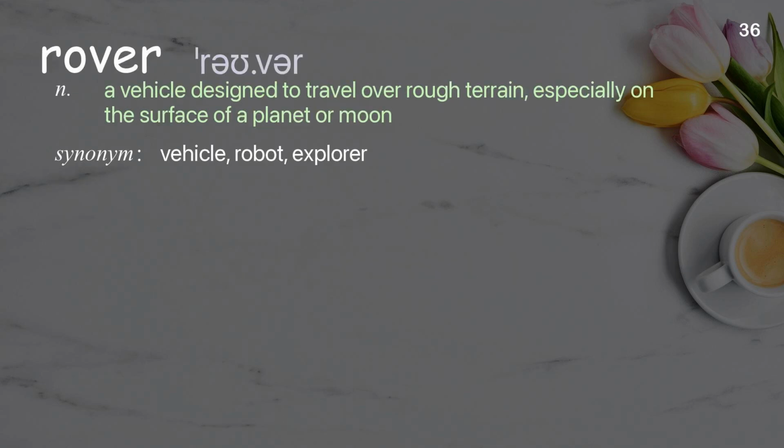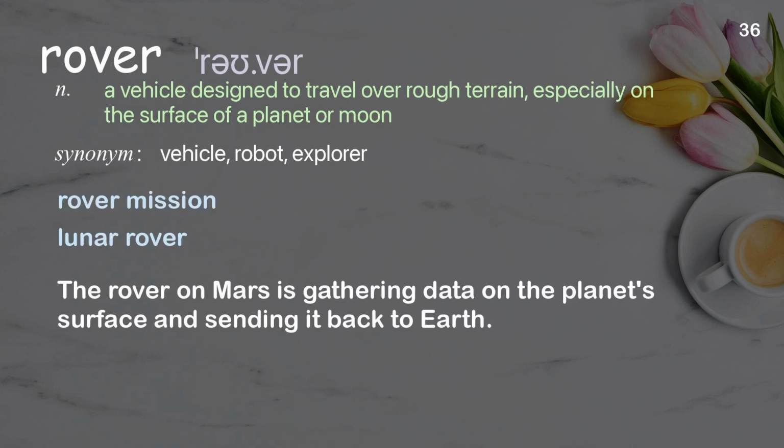Rover. A vehicle designed to travel over rough terrain, especially on the surface of a planet or moon. Examples: rover mission, lunar rover. The rover on Mars is gathering data on the planet's surface and sending it back to Earth.